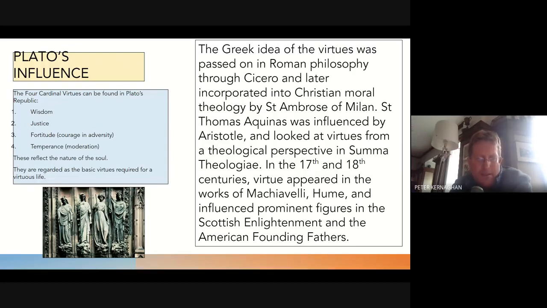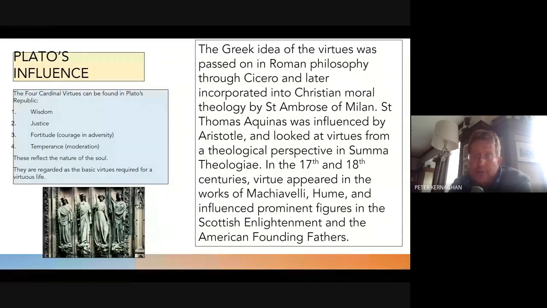Now you recognize these as very similar to Aquinas's four cardinal virtues, and they reflect this trichotomist view of the soul that Plato had. Aristotle actually had his own differing version of the soul, but these were regarded as the basic virtues of the virtuous life. So Aristotle could call upon them. The important thing is he didn't invent virtue. This was an idea that was knocking about. He had his own version of it, his own development of it.